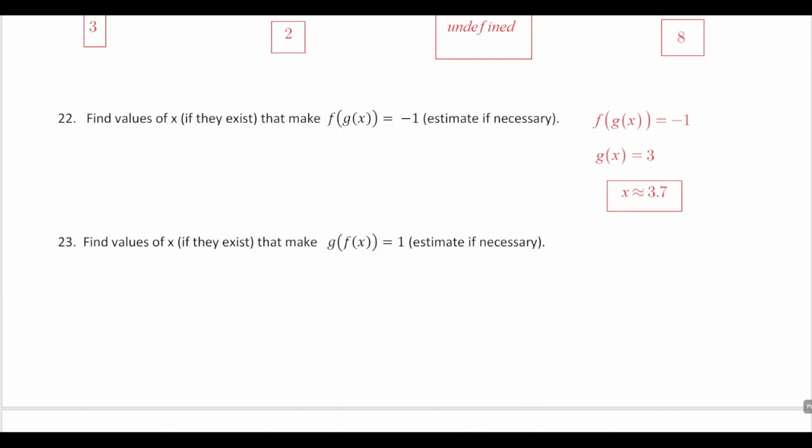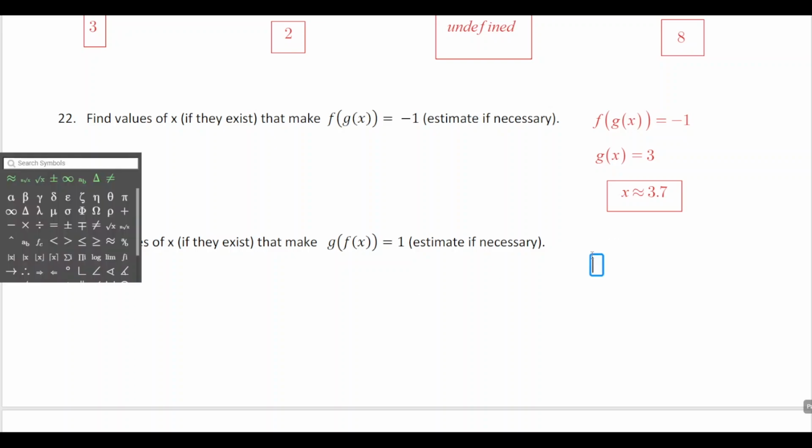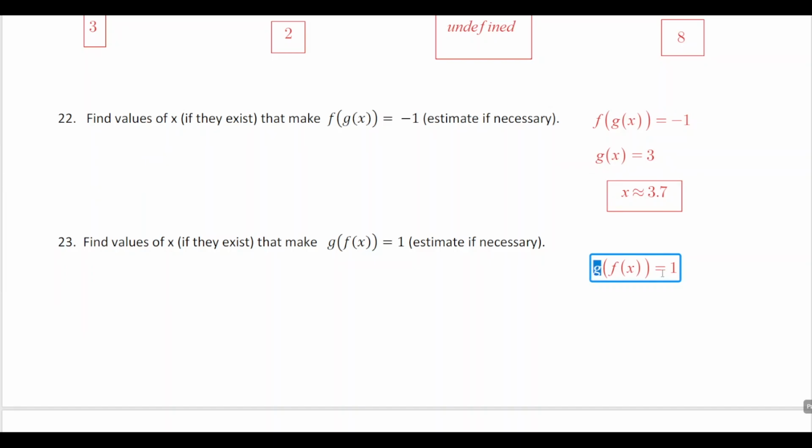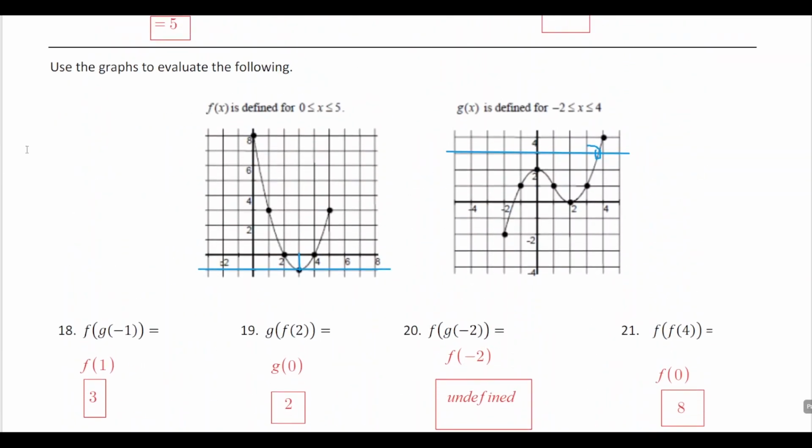For number 23, we're trying to find where g of f of x is equal to 1. Okay, so g of something is equal to 1, right? So we're trying to figure out what that something is first, and then we can set up another equation here. So we're trying to first figure out where g is equal to 1. So we're going to go back up here.